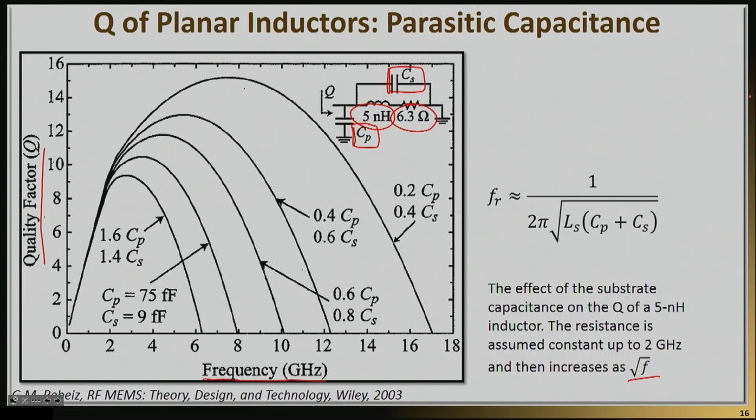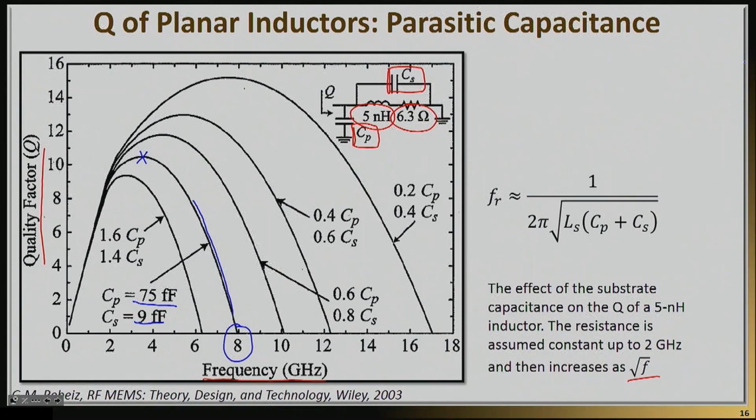of frequency. And there are lots of interesting things to observe here. First of all, this blue line right here is drawn for a capacitance to the substrate of 75 femtofarads and series capacitance of 9 femtofarads, which I would say are fairly typical numbers. And what you will see is that in this case, you're hitting a maximum Q of about 10, which is again very typical for an RFIC inductor, and a self-resonance frequency of about 8 gigahertz.